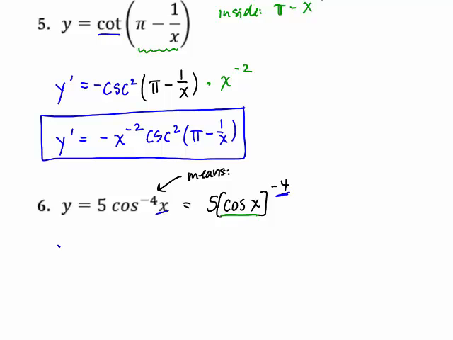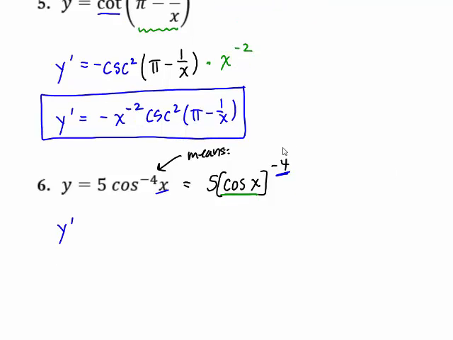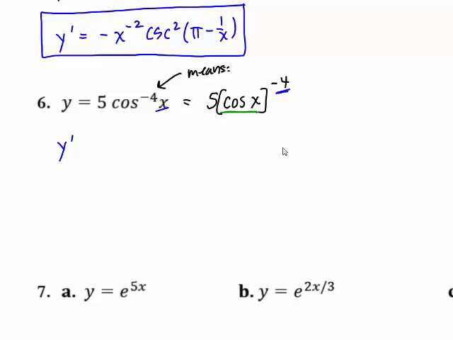So when we take the derivative, y prime, the 5 is already there. He's a constant, part of the original problem. Derivative of the outside is 4 times, leave the inside alone and go down a power. Negative 4 becomes negative 5. Inside stays the same, cosine of x, times finally the derivative of the inside. The derivative of cosine is negative sine.